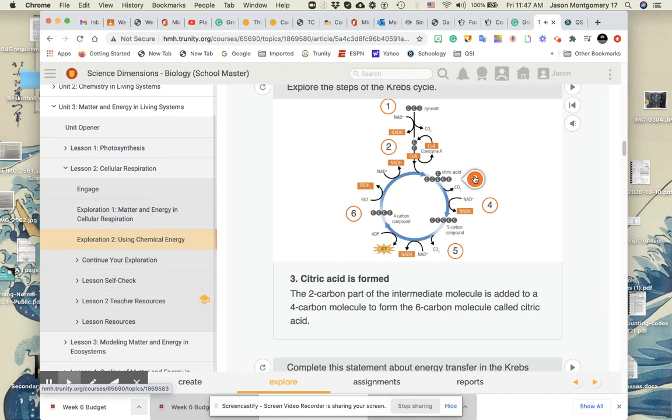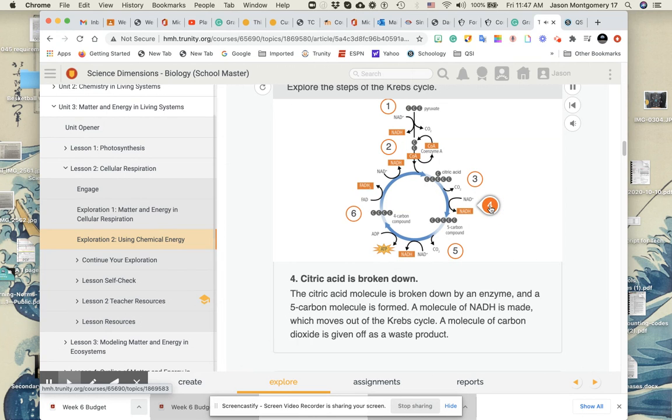acid. All right. So citric acid is then under NADPH coming over here, grabbing some more electrons. And when that happens, carbon dioxide is released. So it goes down from a 6-carbon to a 5-carbon. Citric acid is broken down. The citric acid molecule is broken down by an enzyme, and a 5-carbon molecule is formed. A molecule of NADH is made, which moves out of the Krebs cycle. A molecule of carbon dioxide is given off as a waste product.